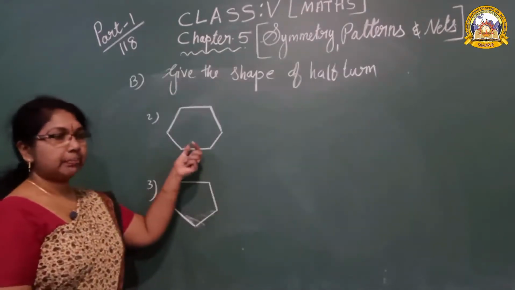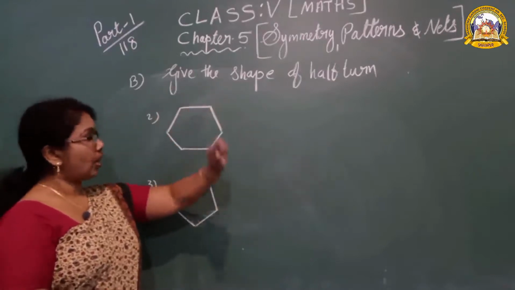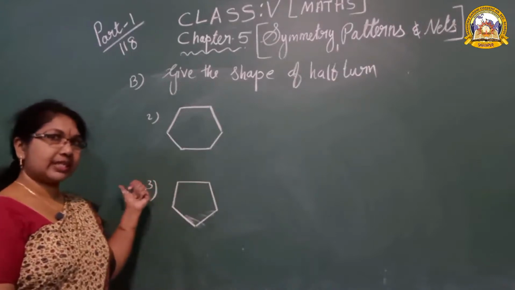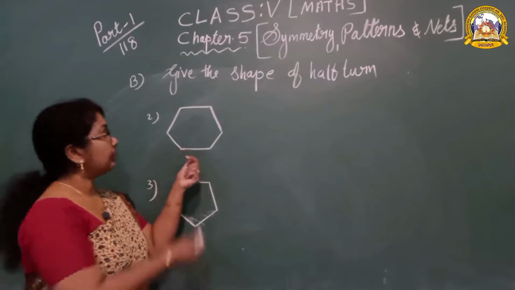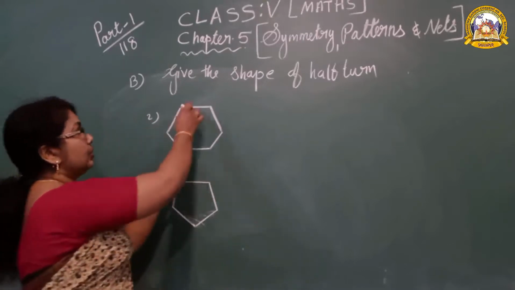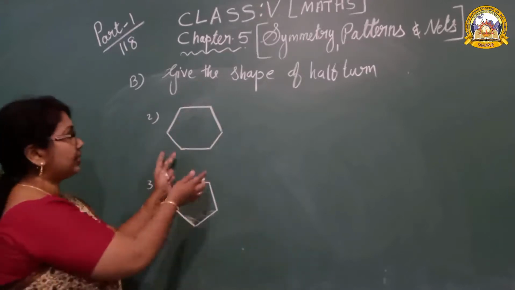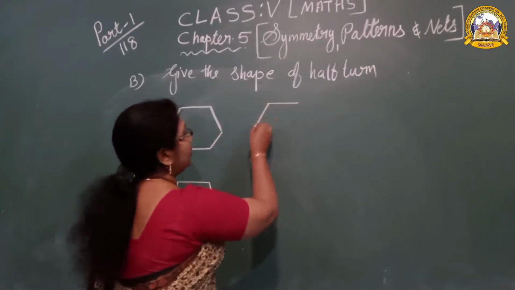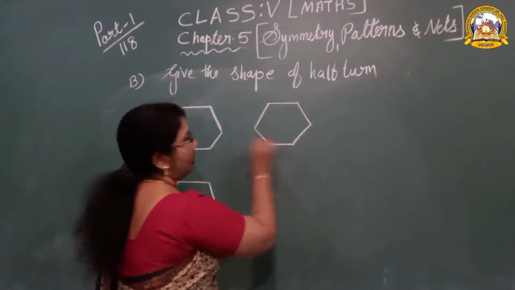Question number B, page number 122. Give the shape of a half turn. In the previous question we studied about quarter turn. Half turn means it is coming just opposite. The upper one comes down, the lower one goes up. So that means same, this figure is the same like. So how will it come after a half turn? How to draw? It will come like that. The same figure is in the half turn.